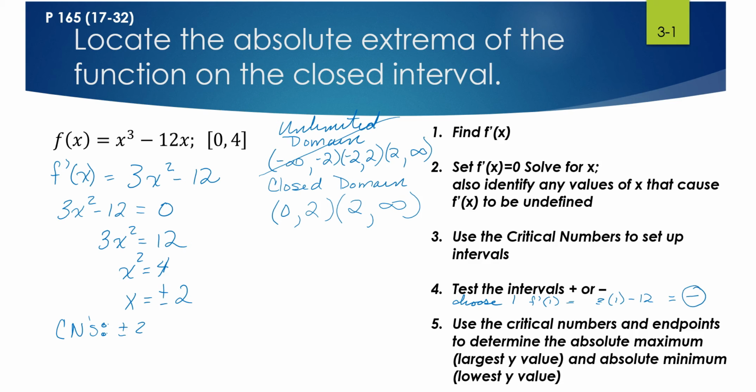And then in the second interval, I'm going to choose 3 because that's between 2 and infinity. And so f prime of 3 becomes 3 times 3 squared minus 12, and 27 minus 12 is a positive value. And so I put a plus under that interval. Now, visually, what this shows me is that my function is decreasing. So I draw it, and I say my function was decreasing until it hit 2, and then it's increasing.